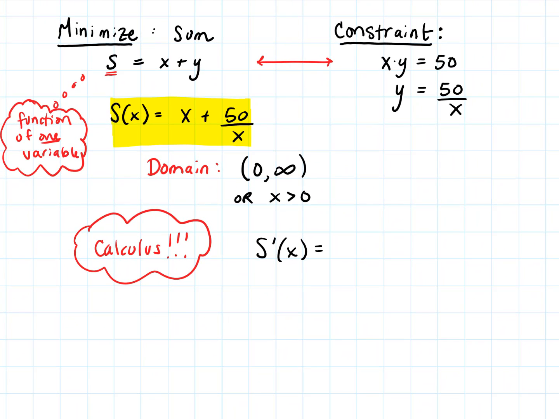So take the derivative. The derivative of that function is going to be 1 minus 50 over x squared. Just a quick note on what I did there: in my head, I said that x plus 50 over x was just 50 times x to the negative first, so that's negative 50x to the negative second, and then I rewrote it.